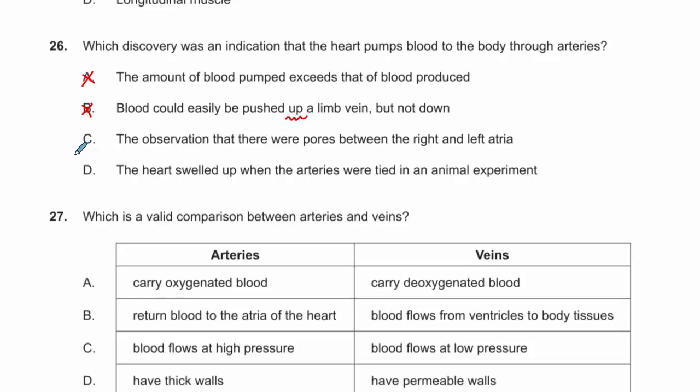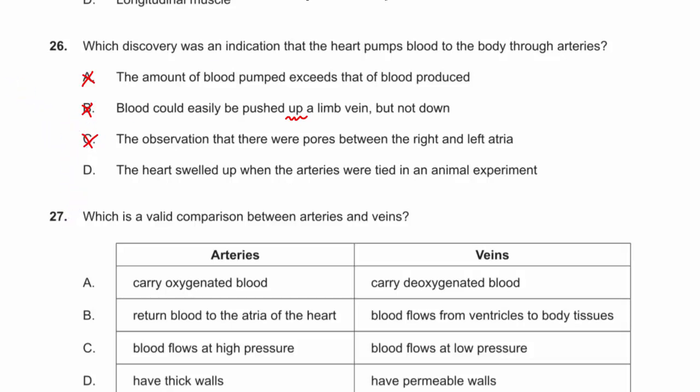C. The observation that there were pores between the right and left atria. And, well, in humans, we have a closed heart. I think in some animals, the heart is open. But anyways, it doesn't show where the blood is pumped.